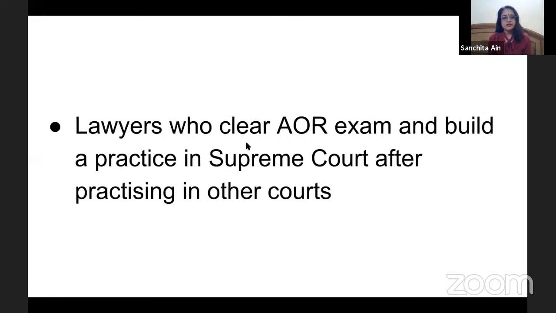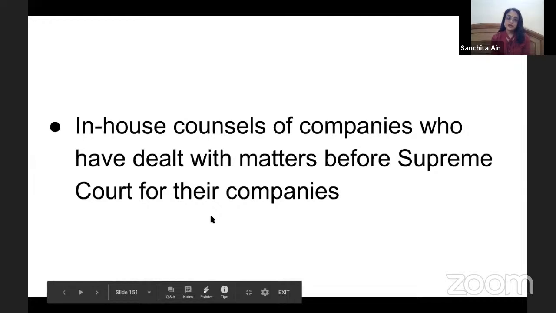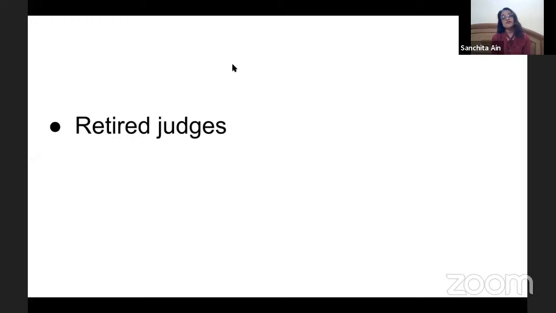Next slide. Lawyers who clear the AOR exam and build a practice in the Supreme Court after practicing in other courts. Then you have in-house counsels of companies who have dealt with matters before the Supreme Court for their companies. Then you have retired judges. So these are the various points where people enter the Supreme Court.